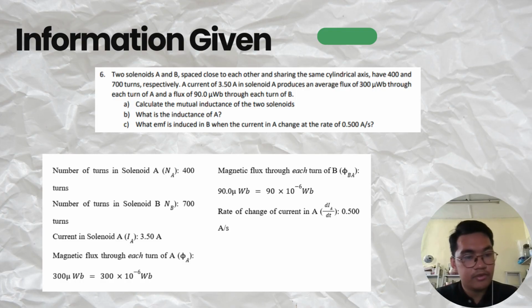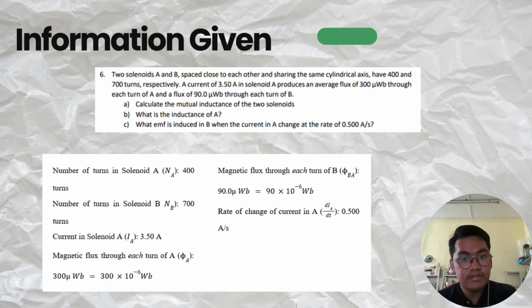Before we dive deeper into these questions, we need to list all the information given in the questions. For example, it states that the number of turns in solenoid A is 400 turns and for solenoid B is 700 turns. There is also the current in solenoid A, which is 3.5 A, and the magnetic flux through each turn, which is 30 microWeber, equal to 300 times 10 to the power of -6.